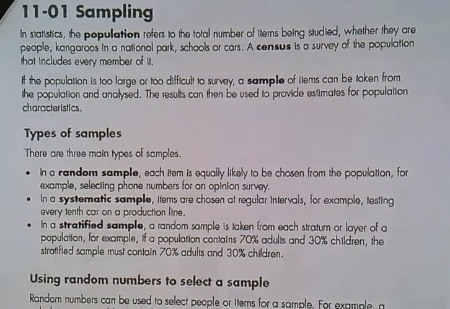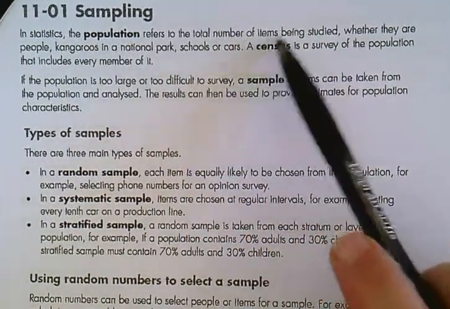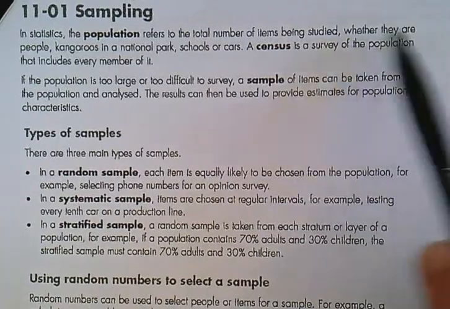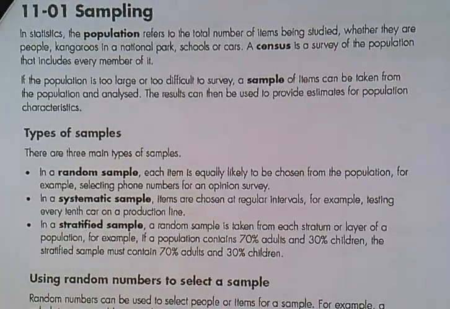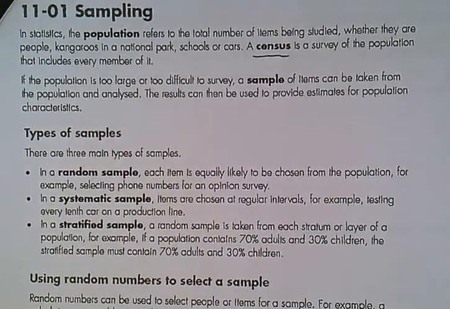So, in statistics, the population refers to the total number of items being studied, whether they are people, kangaroos in a national park, schools, or cars. A census, you would have learnt this in year 8, is a survey of the entire population. So if you have a census, you ask everybody in your population. So if we want a census of the school, we have to ask all the 700 kids in the school.